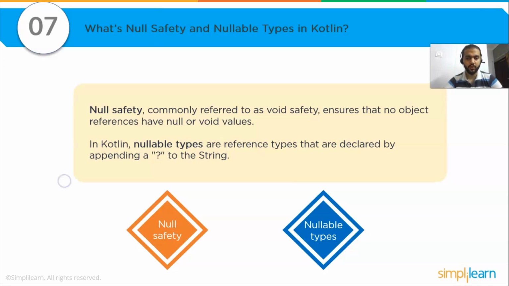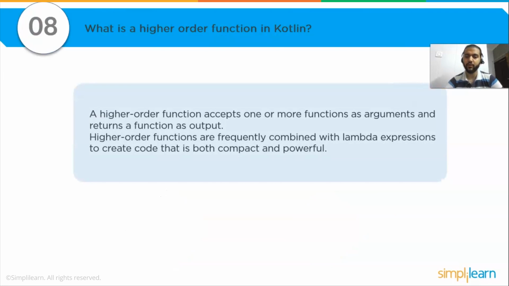Now moving on to the eighth question, which is: what is a higher order function in Kotlin? A higher order function accepts one or more functions as arguments and returns a function as output. It is not like any other function. Higher order functions are frequently combined with lambda expressions to create code that is both compact and powerful.